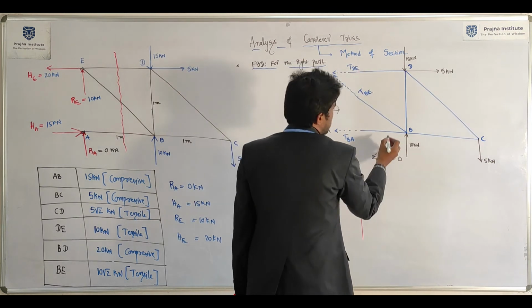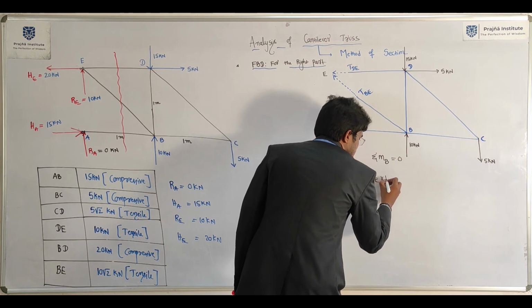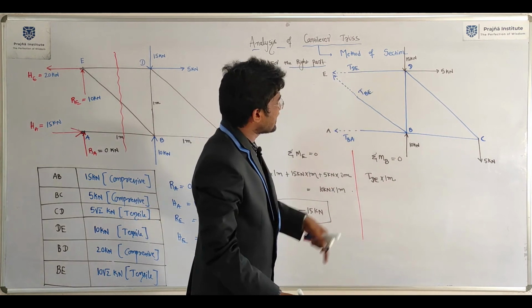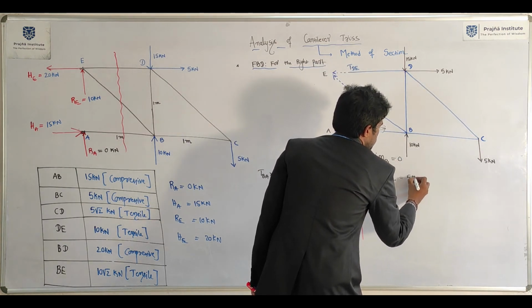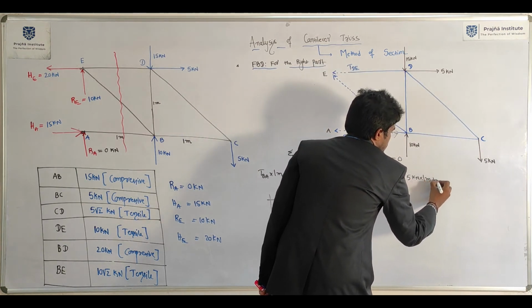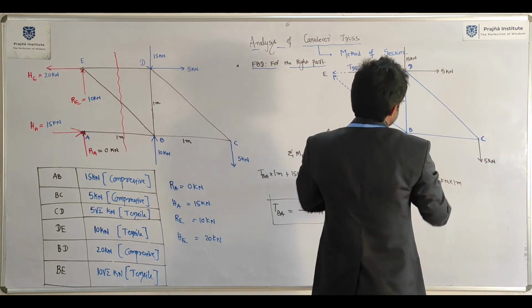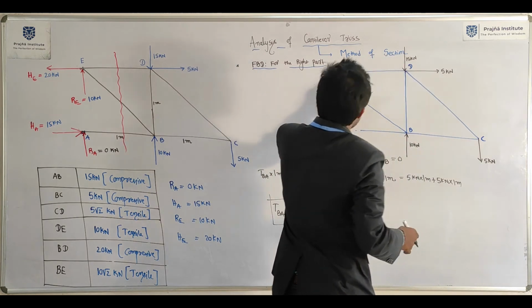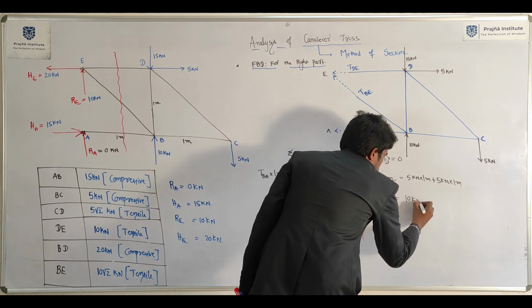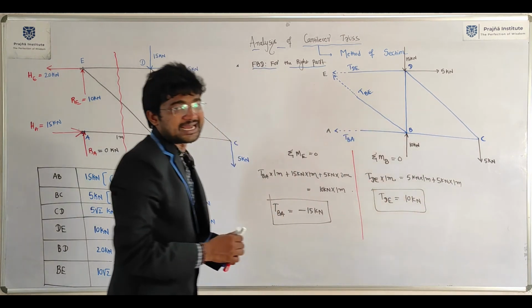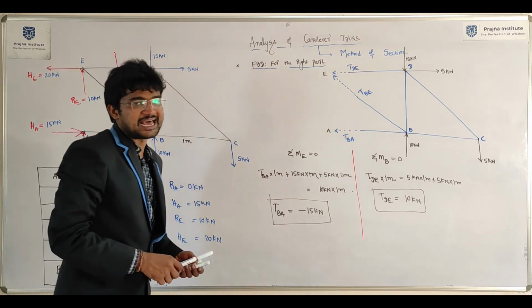Moment of TDE about this point is anti-clockwise, TDE into 1 meter. This is clockwise, 5 kilonewton into 1 meter. The moment of this force is clockwise. Remaining things are like this. TDE equals 10 kilonewton. DE is 10 kilonewton tensile in nature.